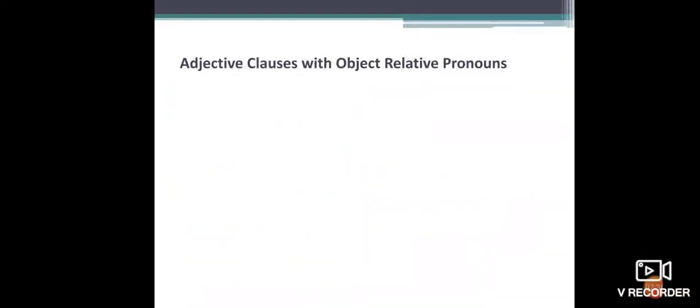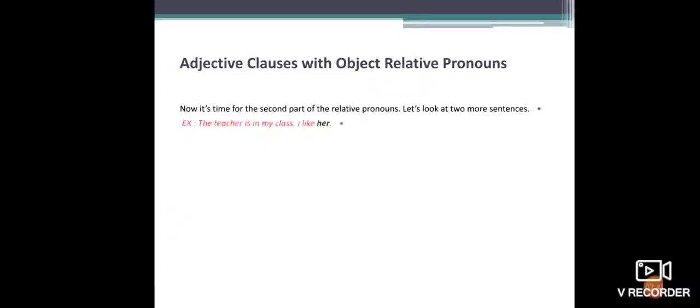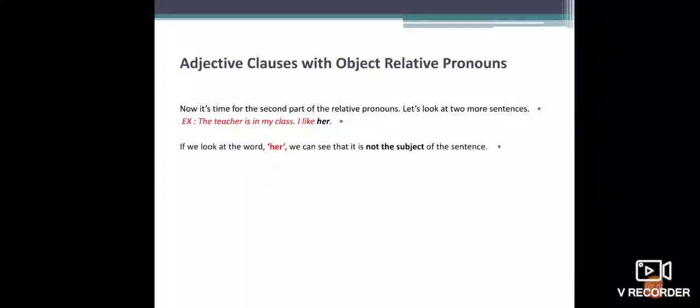Then we will move to adjective clauses with object relative pronouns, and we will do the same as we did with the subject relative pronouns. For example, the teacher is in my class. I like her. Here, her refers to the teacher, but it functions as an object of the second sentence. Okay?